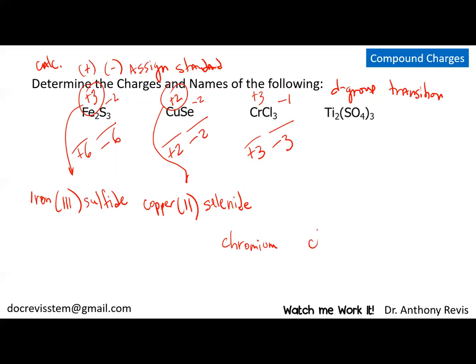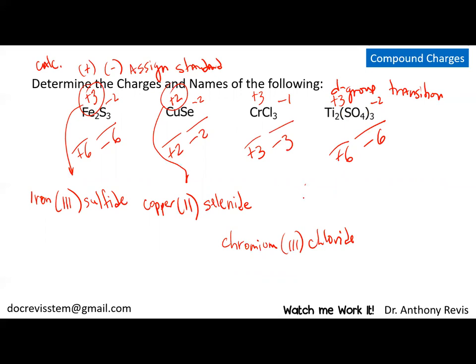And the last part will be chloride. And in between it will be a Roman numeral 3. In this case, if I told you SO4 has a -2, which is sulfate, the negative side of this is at a -6. This is with a standard -2. Therefore, this side must be a +6 for neutrality. Therefore, this must be a +3.